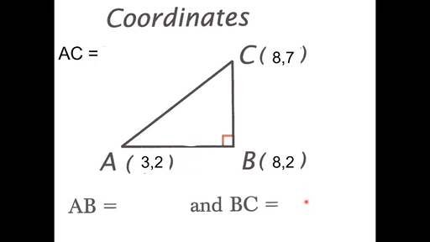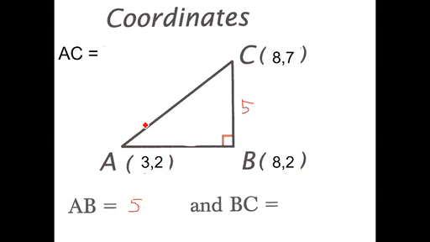Alright, so you're back. I hope you're doing this on your own. How far is it from A to B? Well, there's no change in the y, so it looks like it's 8 minus 3 would be 5. How far is it from B to C? Well, there's no change in the 8s, so the difference between 7 and 2 is also 5.